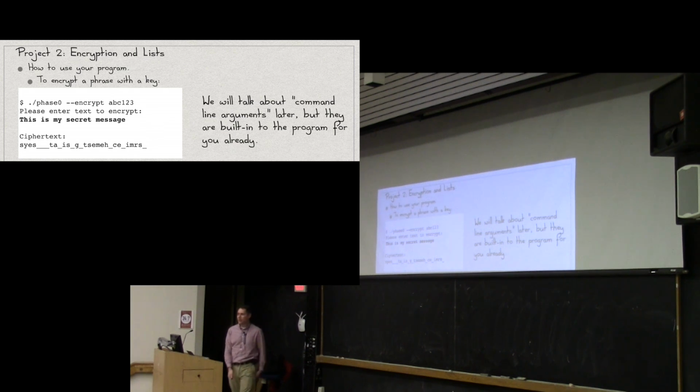OK, here's how the program will actually work or look to the user. For phase 0, you'll type /phase0 --encrypt and then some key. And then you will type in a bunch of text that you want encrypted. And the cipher will spit back out this, where it did two things. It converted all of the spaces to underscores, and it scrambled the entire phrase. OK? So it's almost impossible without knowing the key to go back to this.